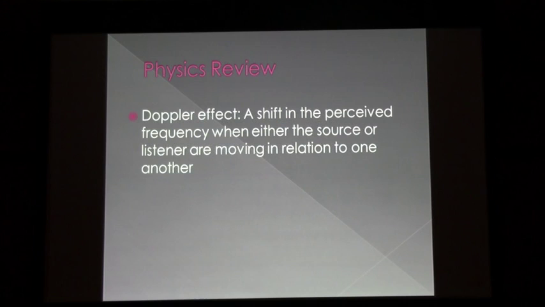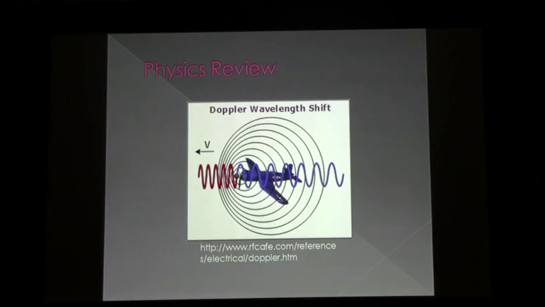So I went over some physics first with all the abdominal Doppler info. The Doppler effect is a shift in the perceived frequency when either the source or the listener are moving in relation to one another. So, if you're standing in front of a moving source, in front of the airplane, your perceived frequency is going to be higher than if you were standing behind it.